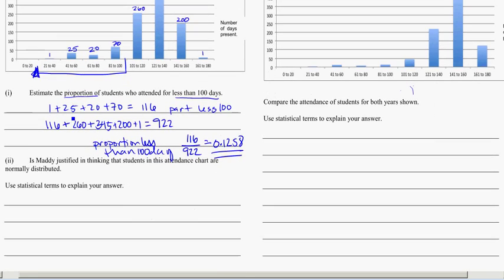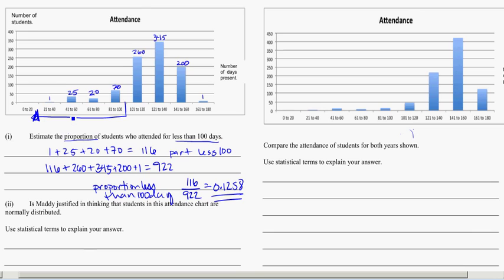Next question, is Maddie justified in thinking that students in this attendance chart are normally distributed? So we would want to talk here about whether or not we think this is okay to be a normally distributed graph. So we need to look carefully at this graph and think about those things that we know we're looking for: symmetry, the bell shape, if the mean is centered or not, anything about the shape if it's skewed one way or the other. So if I look at this graph, I notice that it approximately has a bell shape. It just has a long tail over here. But if we ignored that tail, you can see it's got pretty good symmetry. It's just a long tail that pulls off there.